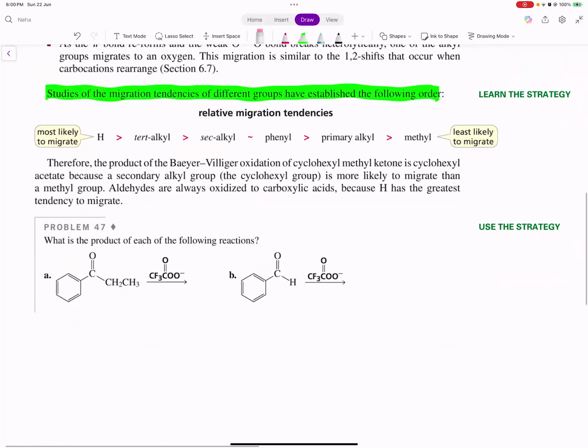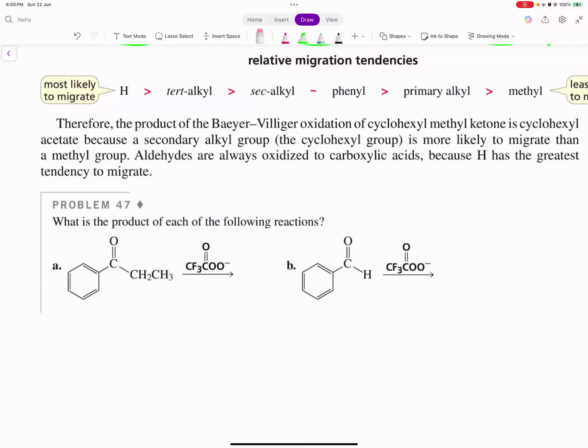Send me the photographs for this. The second one is easy. Whenever there is hydrogen on an aldehyde, we'll get a carboxylic acid. In the first one, you have to tell me which side. The phenyl side, and we'll get this ester. And the second one is the hydrogen side. Great.